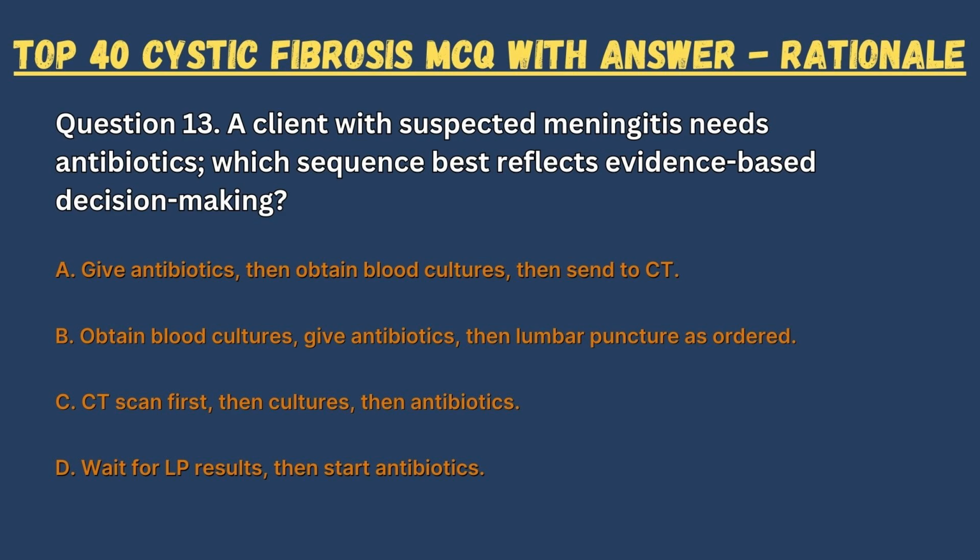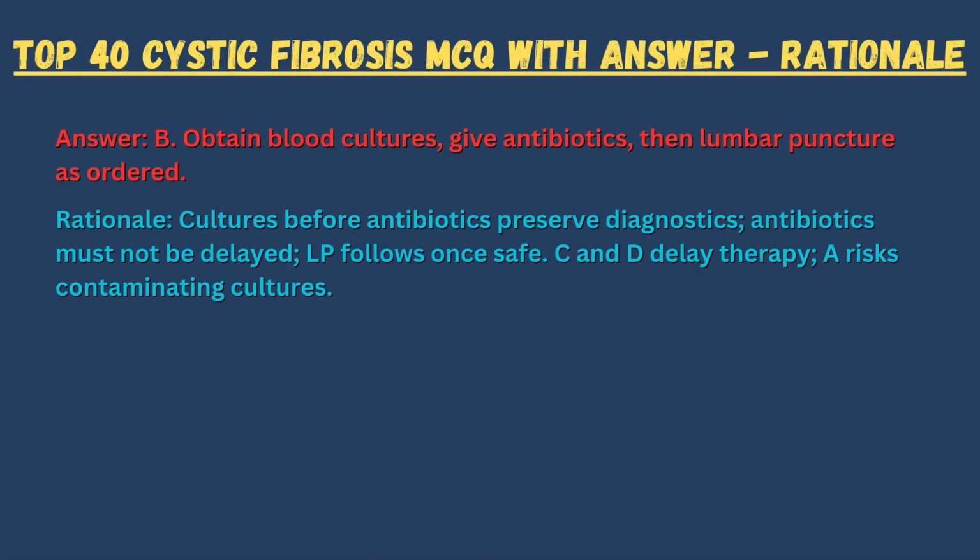A. Give antibiotics, then obtain blood cultures, then send to CT. B. Obtain blood cultures, give antibiotics, then lumbar puncture as ordered. C. CT scan first, then cultures, then antibiotics. D. Wait for LP results, then start antibiotics. Answer: B. Obtain blood cultures, give antibiotics, then lumbar puncture as ordered.